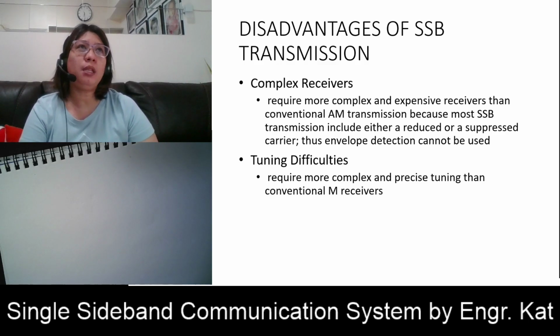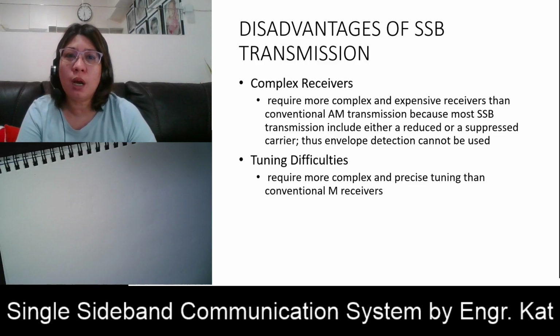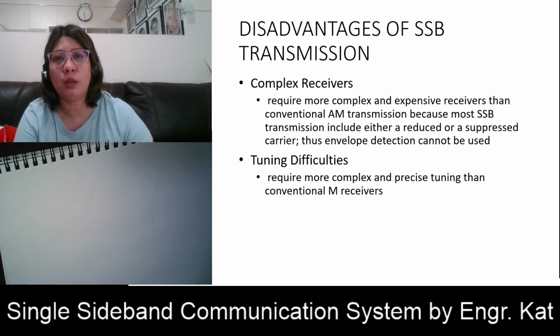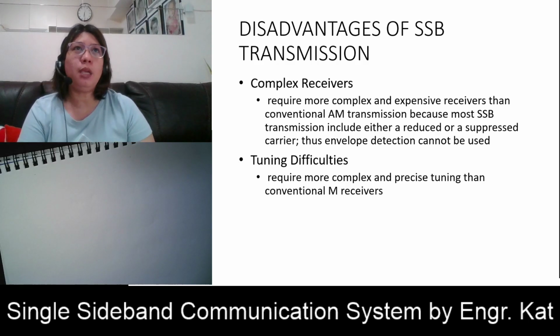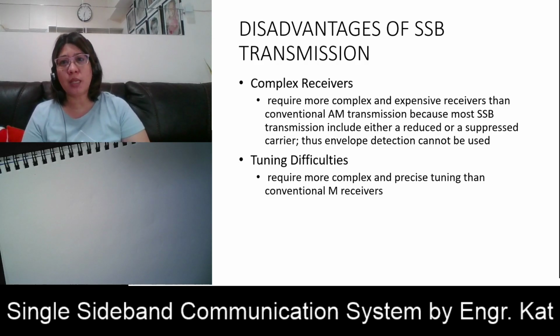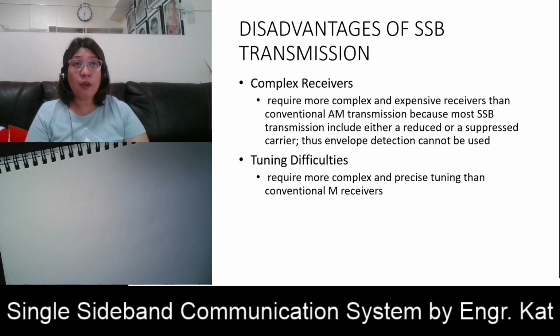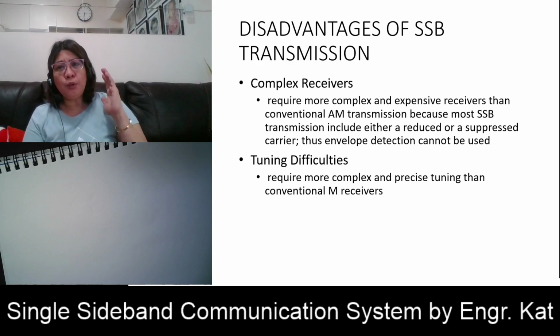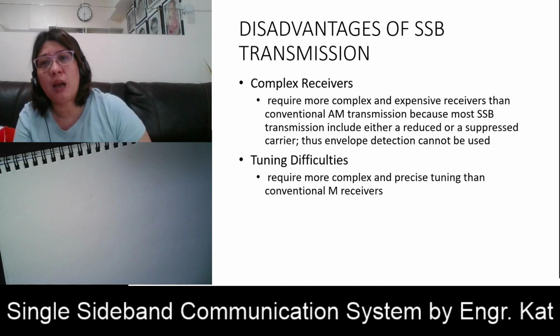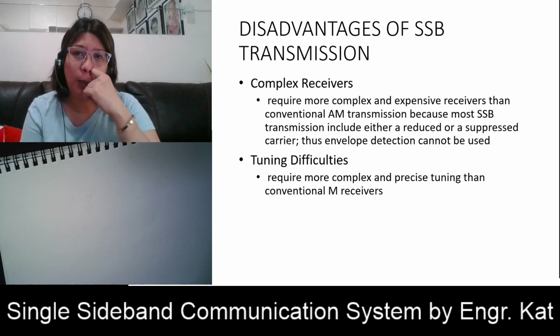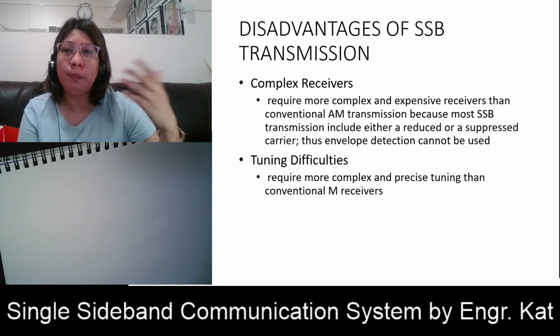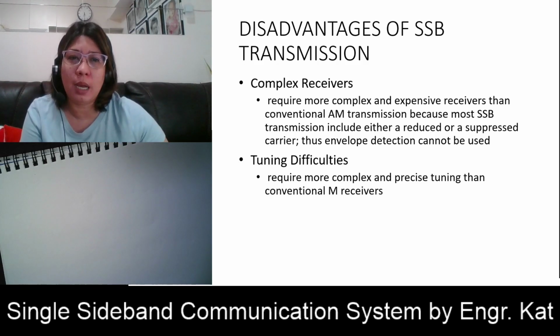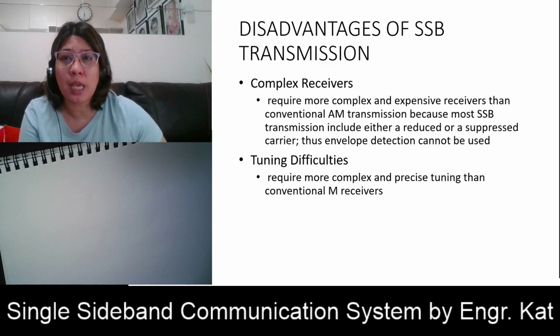Okay, and then tuning difficulties. This requires more complex and precise tuning compared to conventional AM receivers. This might be undesirable for the average user. However, these disadvantages can be overcome by using more accurate, complex, and expensive tuning circuits. So there are only two disadvantages, but we have several advantages. There are more advantages compared with the disadvantages in using single sideband communications compared to conventional AM.